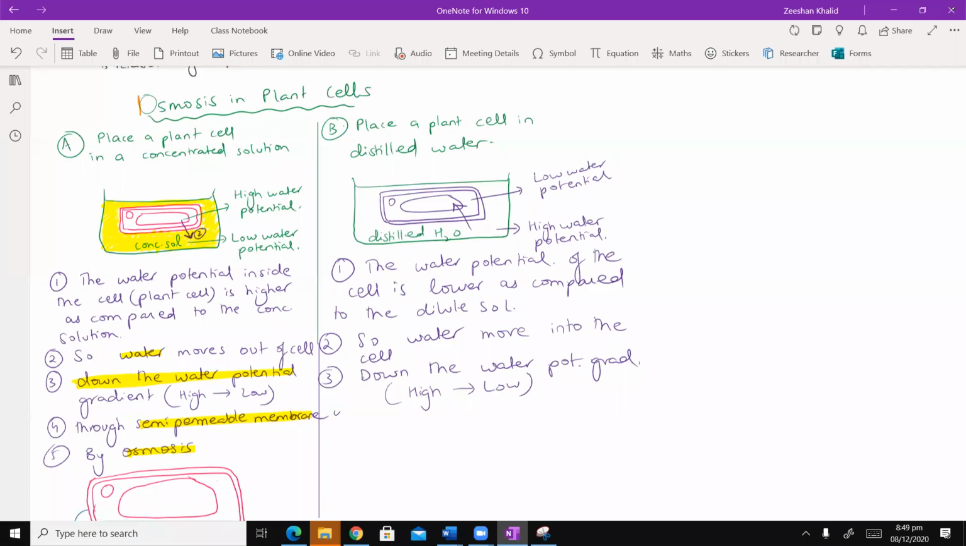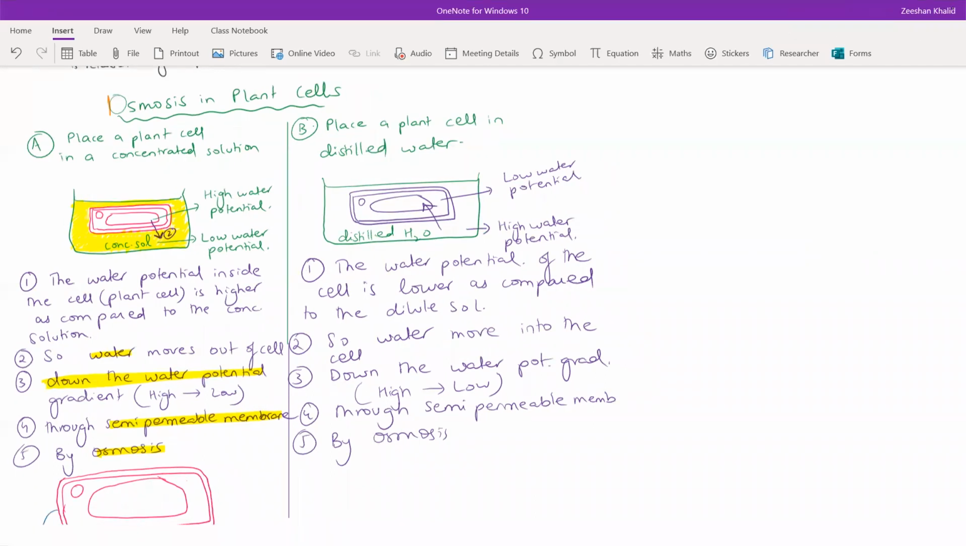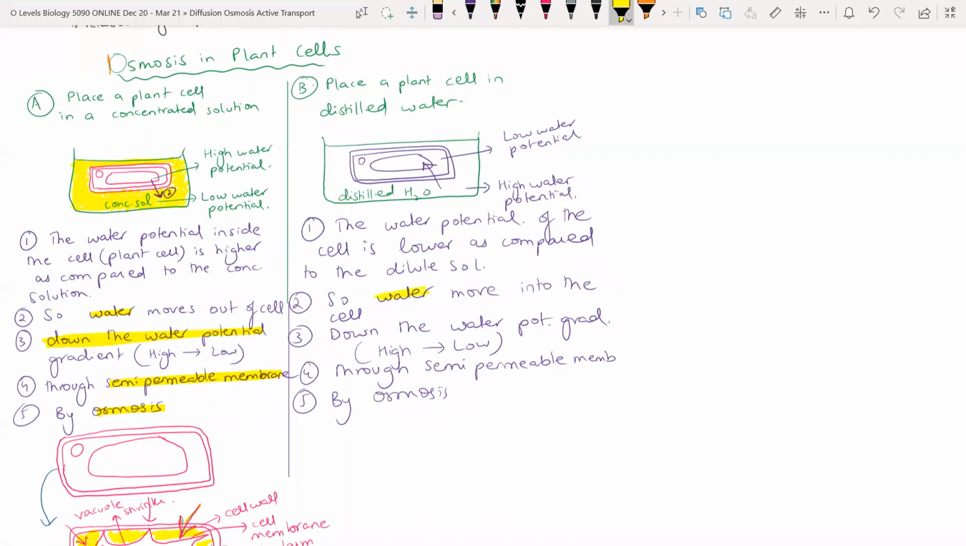Okay. Number 4, of course, whenever we are talking about the explanation of osmosis, we don't have to forget that we have to write all of these things through a semi-permeable membrane, by the process of osmosis. Again, let me highlight all of this important stuff before I proceed. So again, it's the movement of water molecules. It's down the water potential gradient. And then of course it is through the semi-permeable membrane by the process of osmosis.